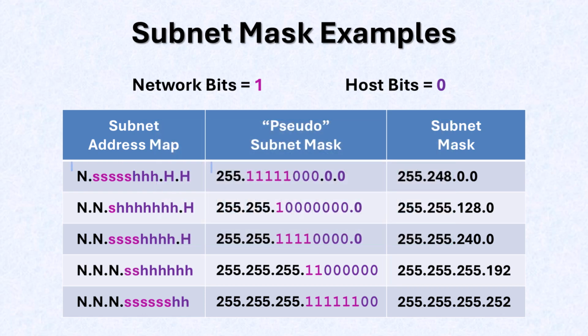And as we've been saying throughout the series, subnet bits are network bits. To get the corresponding subnet mask, set the network bits to 1. Then set the host bits to 0. This provides a subnet mask of 255.248.0.0. In the fourth entry, set the 26 network bits to 1 and the 6 host bits to 0. This provides a subnet mask of 255.255.255.192. Feel free to examine the other examples.